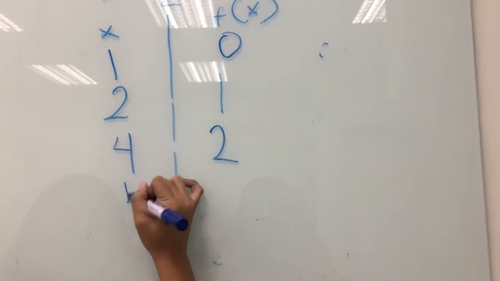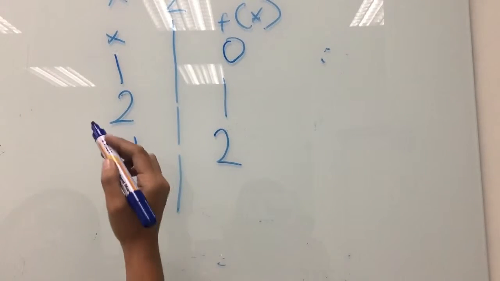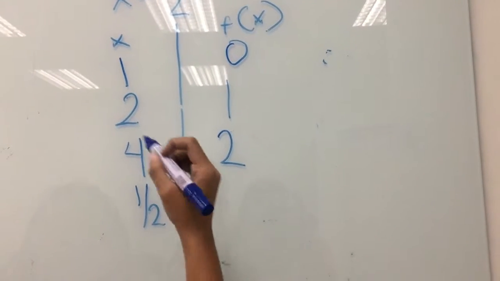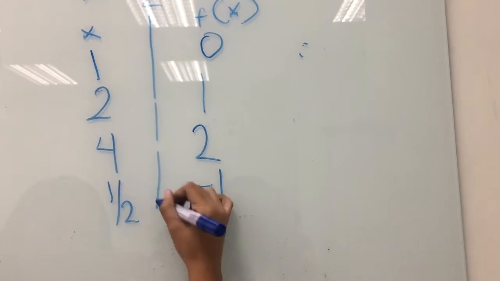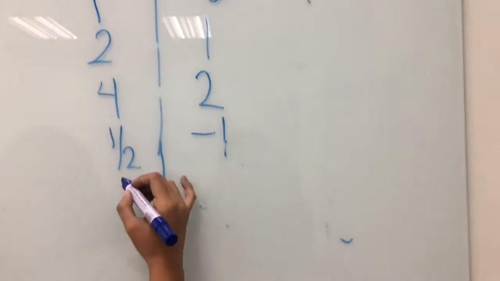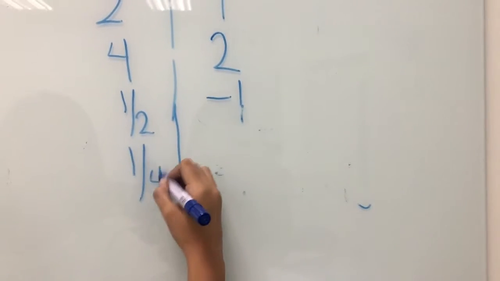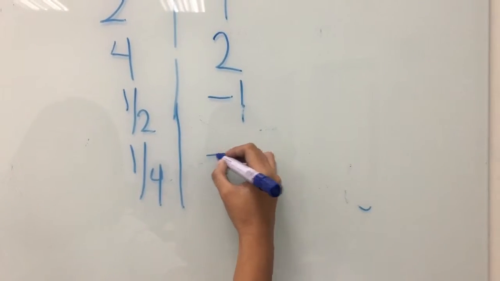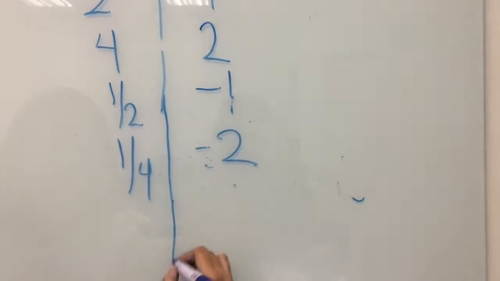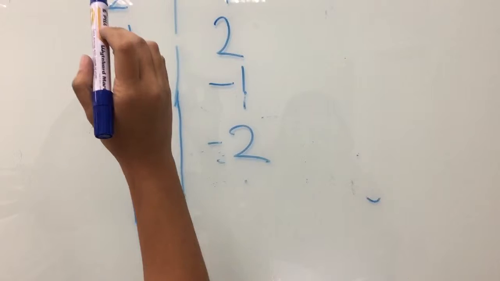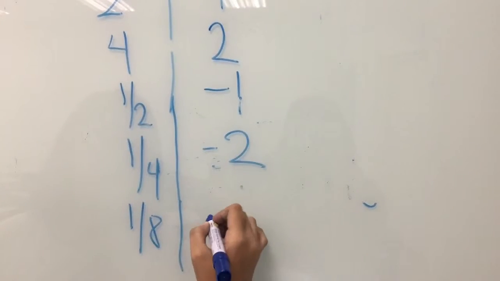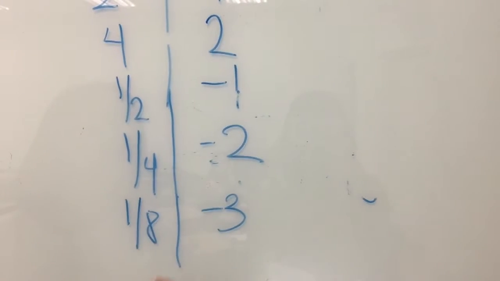If I put here 1/2, we're gonna raise it to -1 in order for us to get 1/2. Next is 1/4. So the answer is -2. And lastly, 1/8. 2 raised to -3 is equal to 1/8.